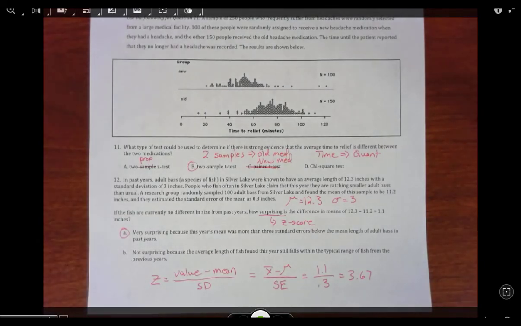And one of the questions we generally get about this is, why don't we use the standard deviation of 3? If we're just looking at a single fish, you use 3. If you're looking at an average of the fish, you need to use the standard error, not the standard deviation.